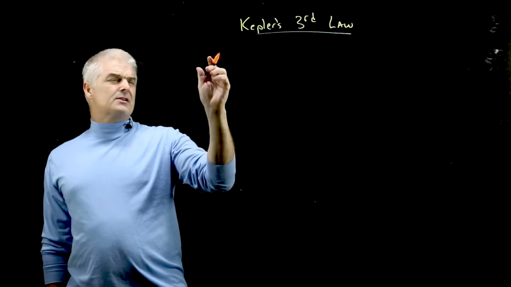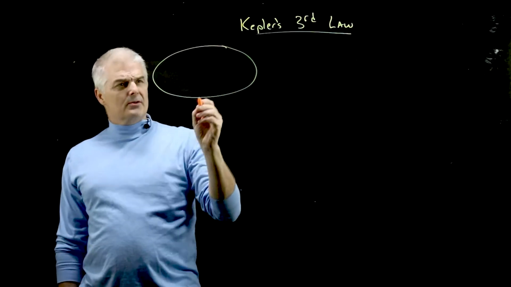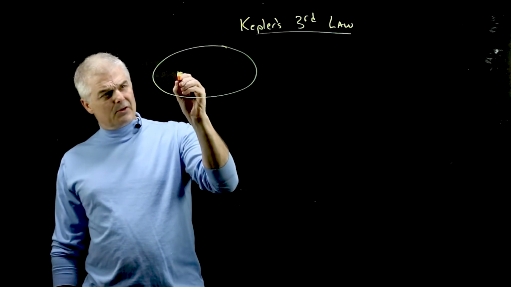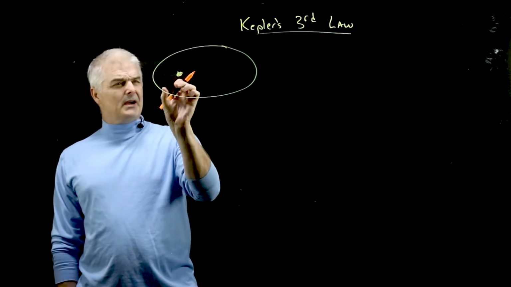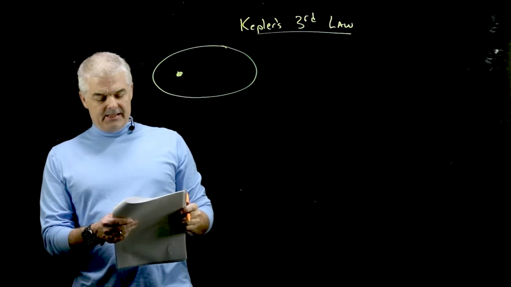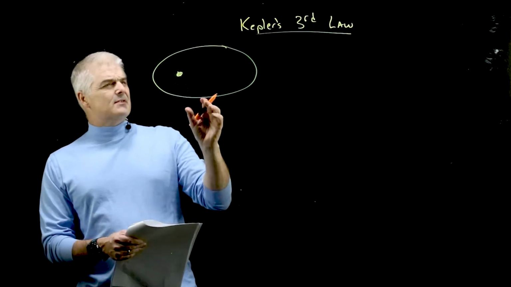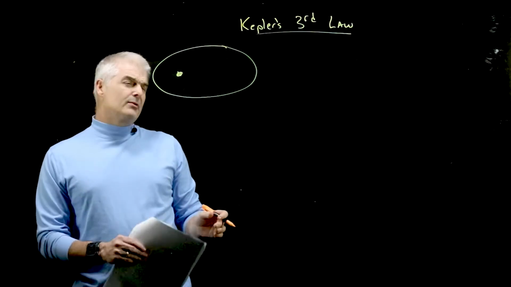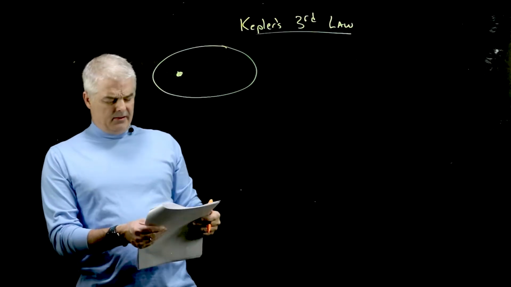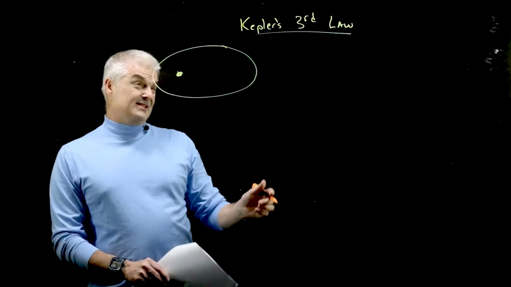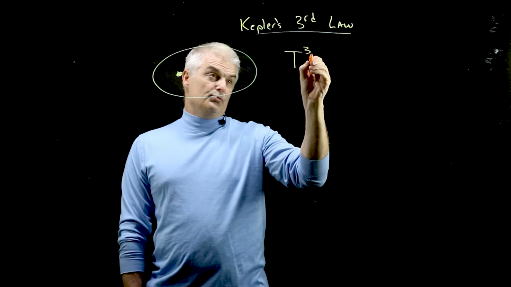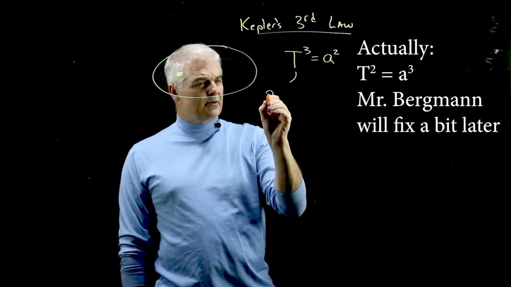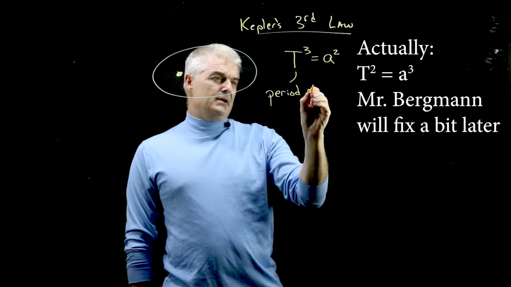So what Kepler said in his third law is that if we have an elliptical orbit, remember that the sun, or the object with the gravitational body, is one of the foci of the ellipse, and he said that the size of the planet's orbit is simply related to the period of its orbit. It actually comes down to a relatively simple equation: T cubed equals a squared, where T is the period of the orbit.